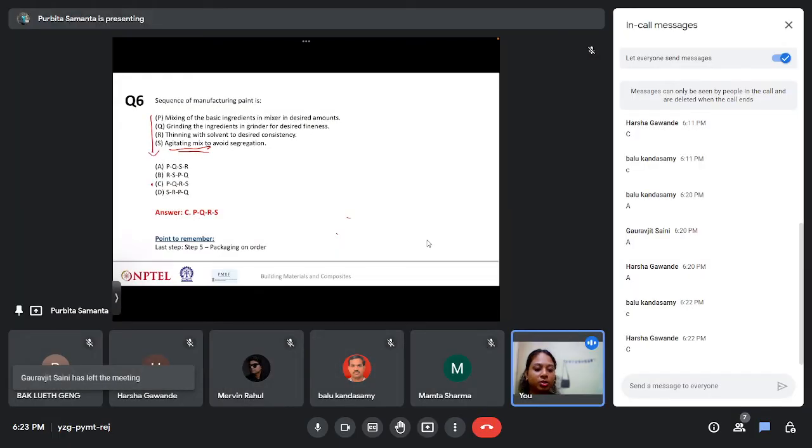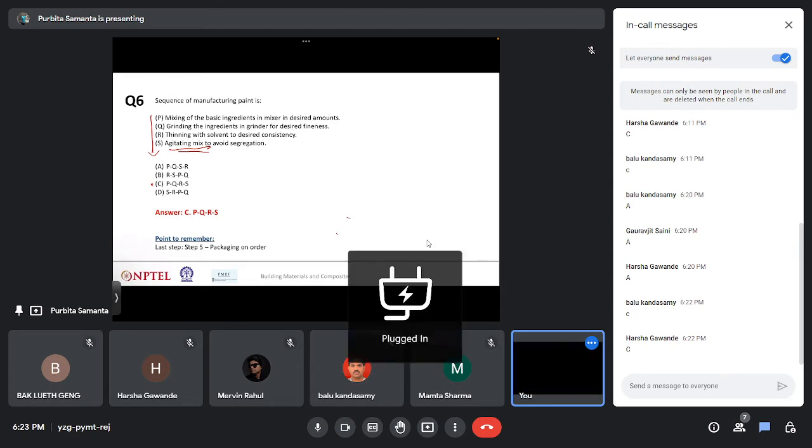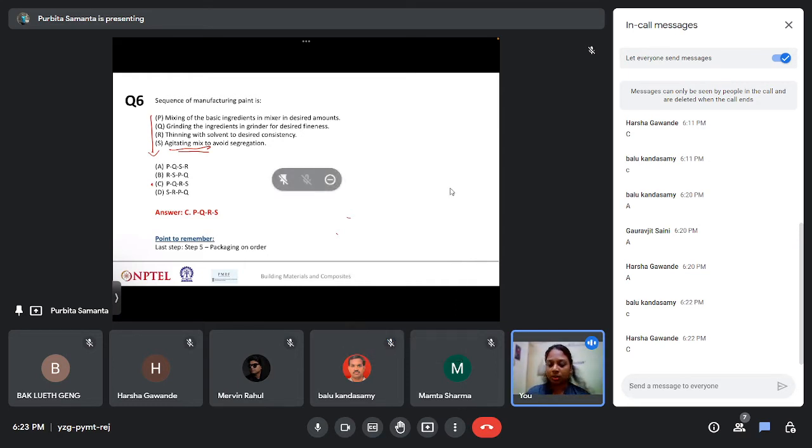There's also another thing that we need to remember, that the last step is basically packaging on order, and this mix is basically agitated in order to avoid any kind of segregation, and only when an order comes, then this particular quantity of paint is packaged. So these are the simplified steps of manufacturing paint.